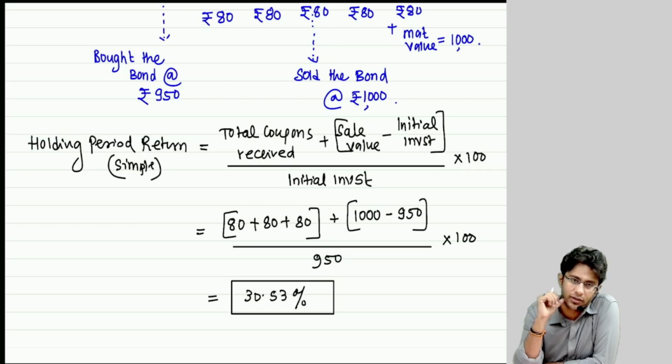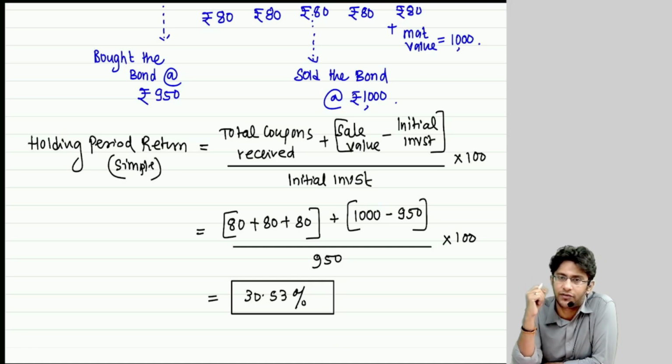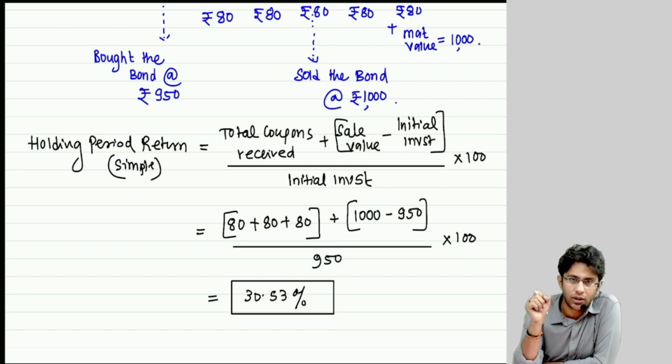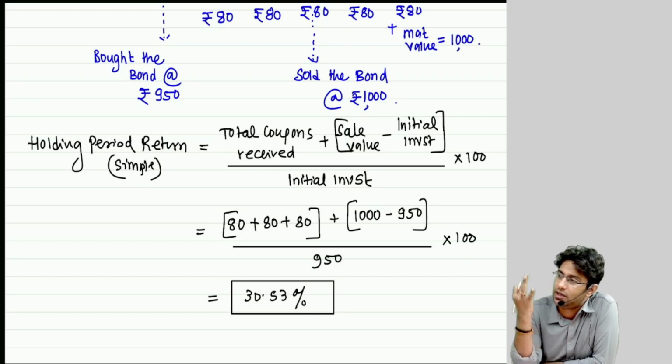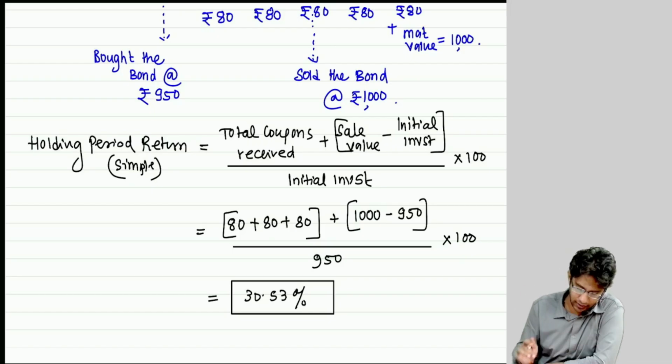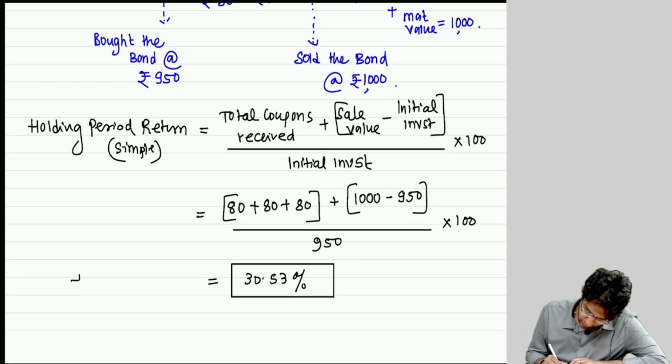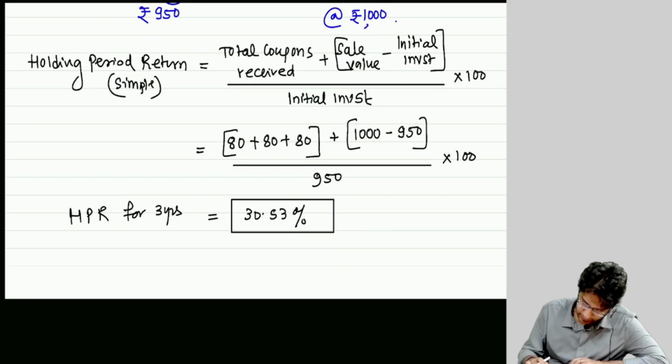Look at the numerator. You clubbed 1 year's interest or 3 years' interest? 3 years' interest. The capital gain you earned over a period of 3 years. So whatever return amount you wrote in the numerator is for 3 years, a combined return. Therefore the percentage also is a combined return. So this is your HPR for 3 years.